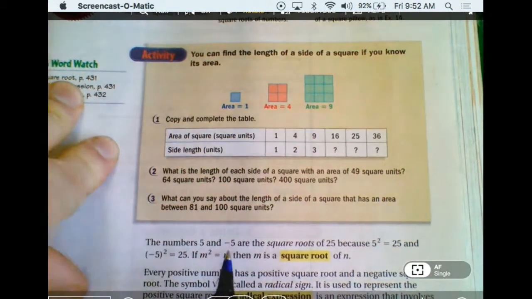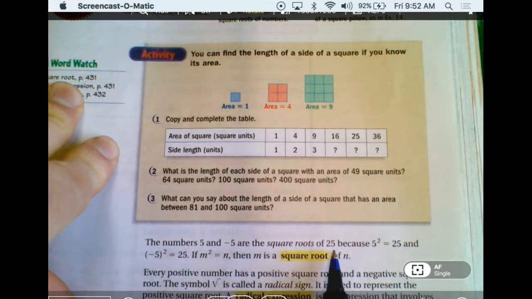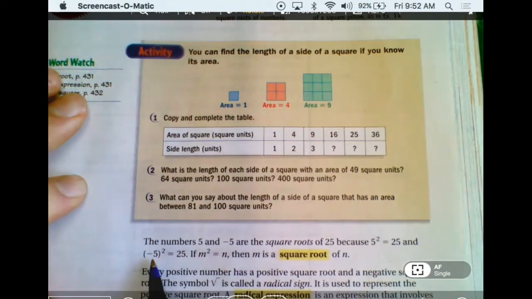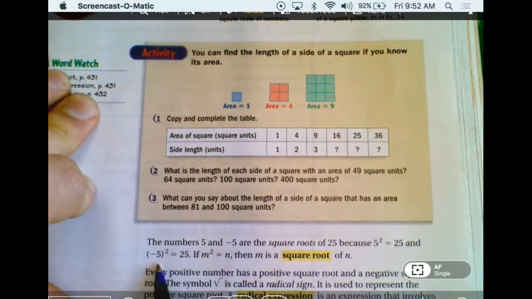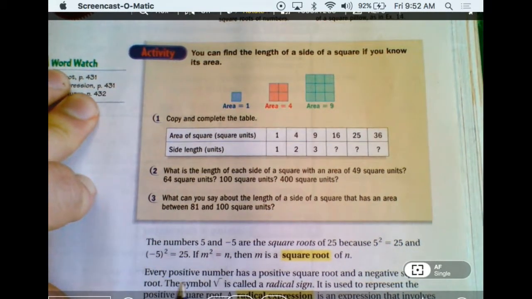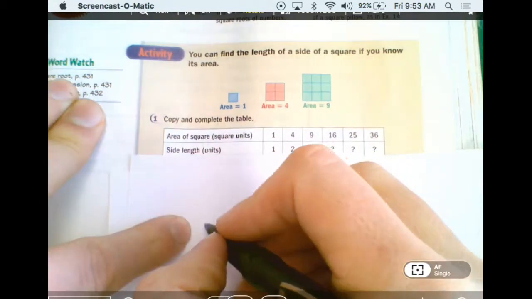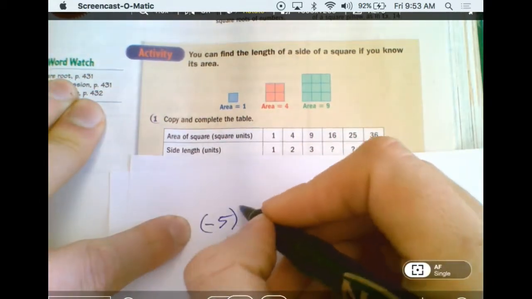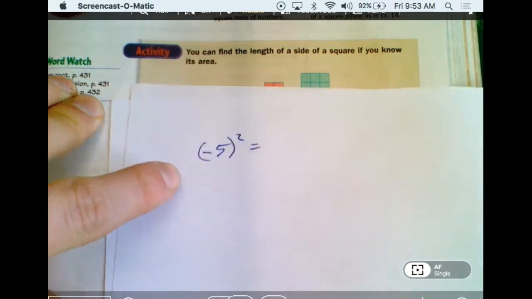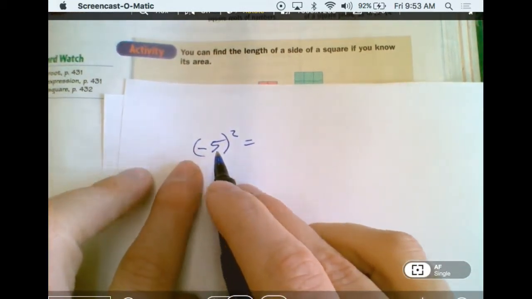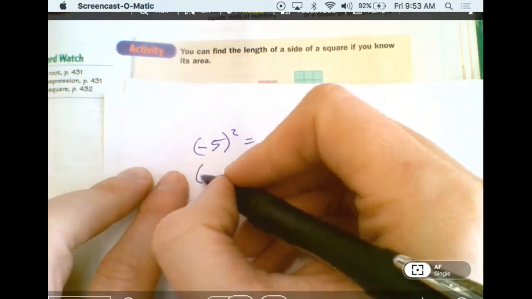The numbers 5 and -5 are the square roots of 25 because 5 squared equals 25 and -5 squared equals 25. Wait just a second. -5 squared equals 25. Is that true? Yes, that is true. Now class, viewers, I want you to notice a very important difference here. Right here I have -5 in the parentheses squared.